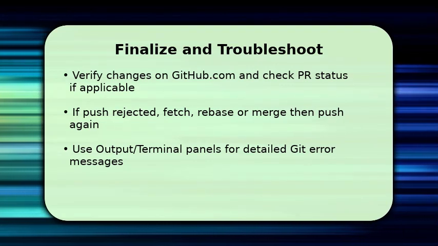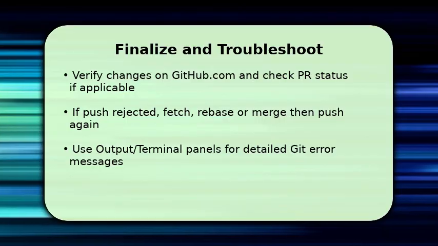If the push is rejected, fetch and then rebase or merge the remote branch into yours. Resolve any conflicts, then push. Make sure your local branch tracks the correct remote branch to avoid mismatches.